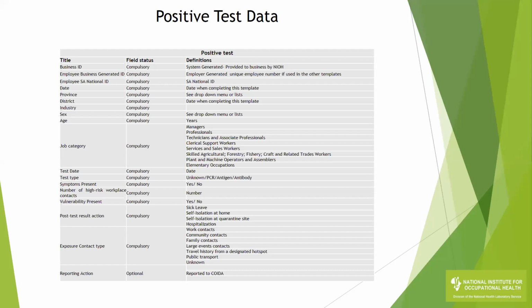And number of high-risk workplace contacts is also compulsory. It's a number, a free text column. You type in the number of high-risk employee contacts. And also whether the employee is vulnerable, yes or no.